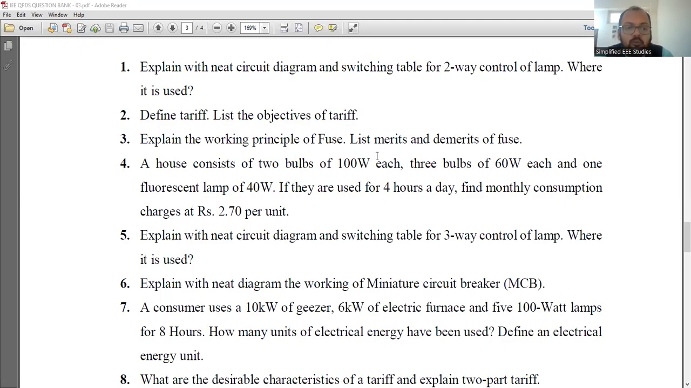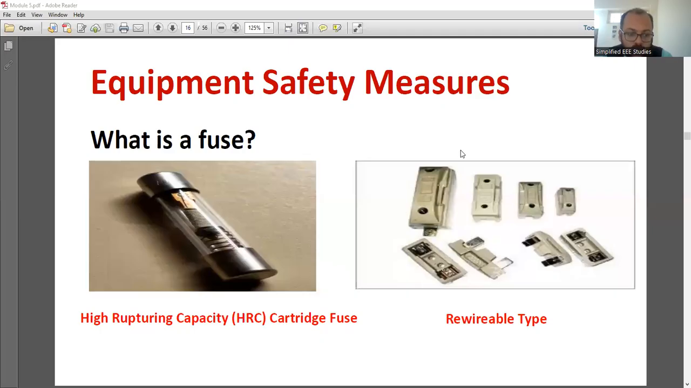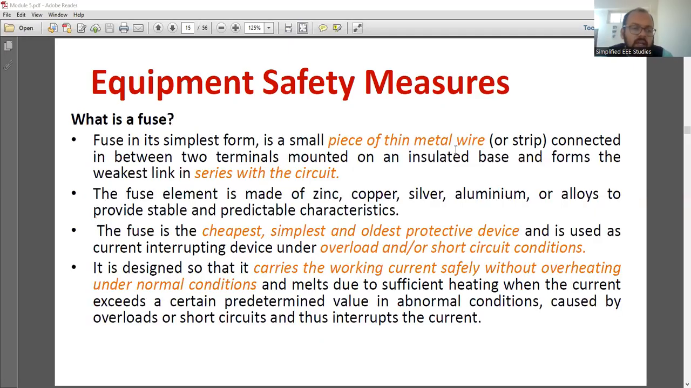Explain the working principle of fuse. List the merits and demerits of fuse. See, you have to explain what is a fuse. It is mainly used for the protection of equipment, and it's a piece of thin metal wire made up of tin and lead. It will always be connected in series to the circuit. One of the cheapest, simplest, and oldest protective devices, mainly used for overload and short circuit conditions.